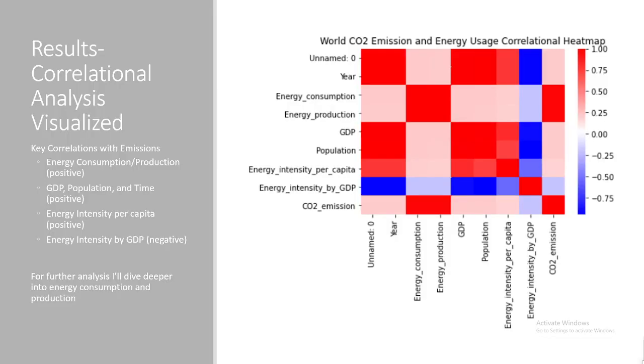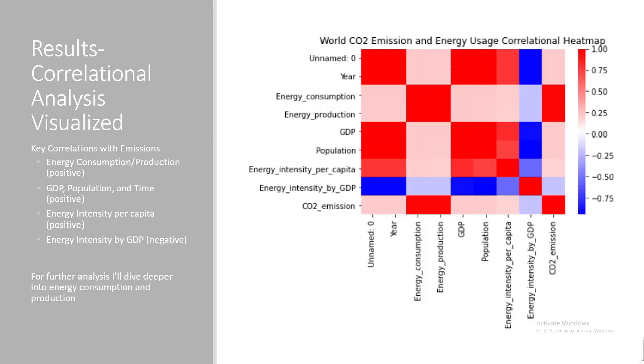So here's our first figure, which shows the world carbon dioxide emissions and energy usage, and how these different columns are correlated. So we focus in on this last row that has the carbon dioxide emissions. What first stands out is the strong positive correlation with energy consumption and production. This is to be expected, as energy consumption is growing, as long as those energy sources are what I'll be defining as dirty or have high carbon dioxide emissions, emissions will increase.